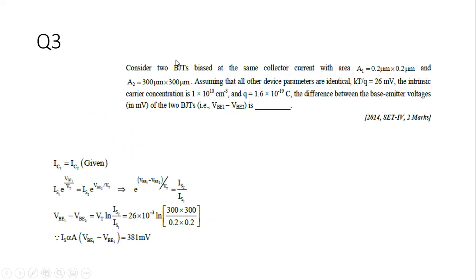Question number 3: consider two BJTs biased at the same collector current, with area A1 and area A2 given. Assume that all other device parameters are identical. The intrinsic carrier concentration is 1 into 10 to the power 10 per centimeter cube. The difference between the base emitter voltages of the two BJTs is equal to what?